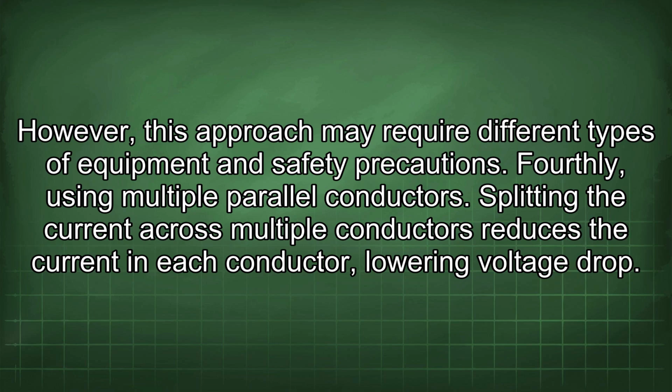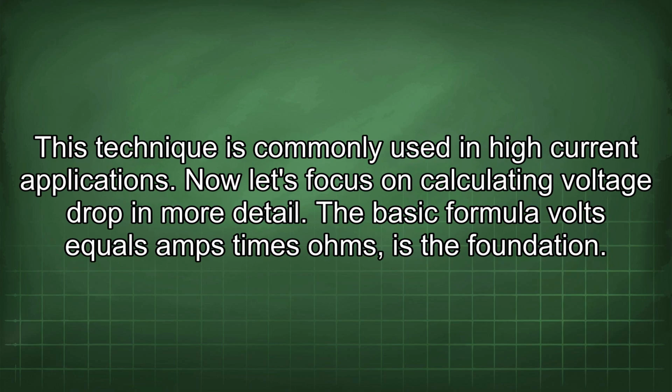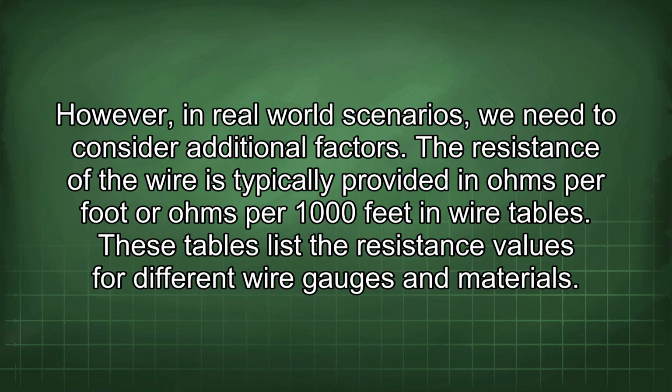Splitting the current across multiple conductors reduces the current in each conductor, lowering voltage drop. This technique is commonly used in high current applications. Now let's focus on calculating voltage drop in more detail. The basic formula volts equals amps times ohms is the foundation. However, in real-world scenarios, we need to consider additional factors.